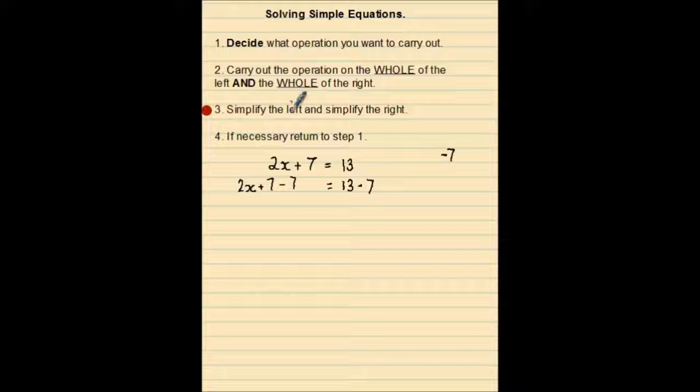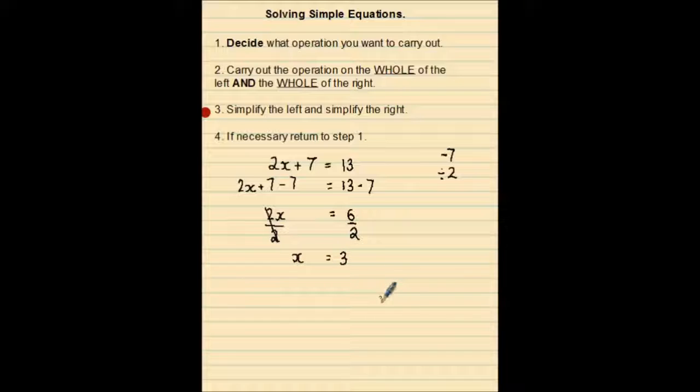Step 3, I simplify the left and I simplify the right. If I look at step 4, it's not finished. So I'm going to return to step 1. Again, I'm just going to tell you to divide by 2. And so again, step 2 is to do that to the whole of the left and the whole of the right. Step 3, simplify the left and simplify the right. And that gives us x equals 3.